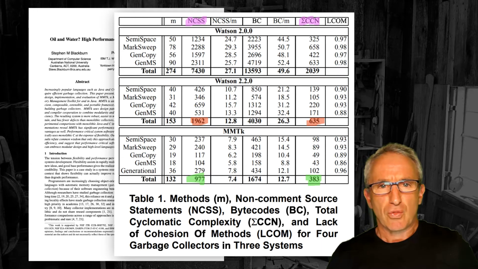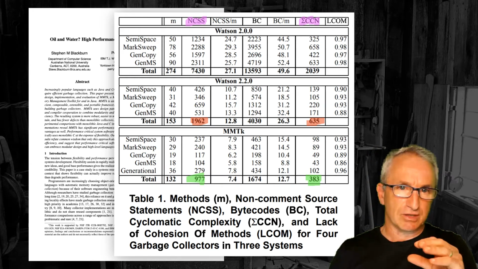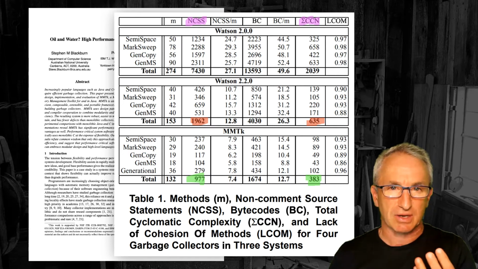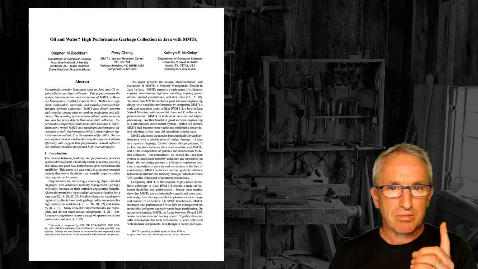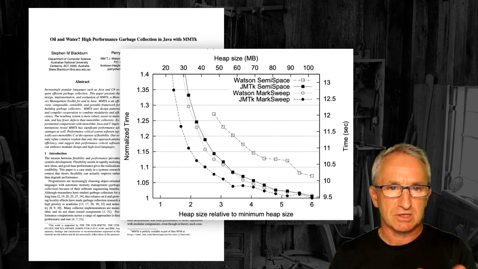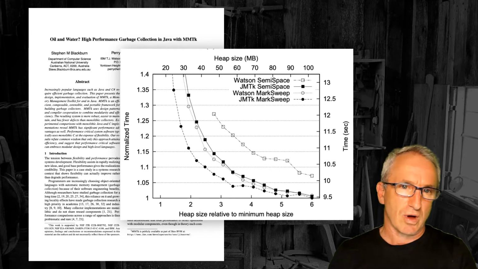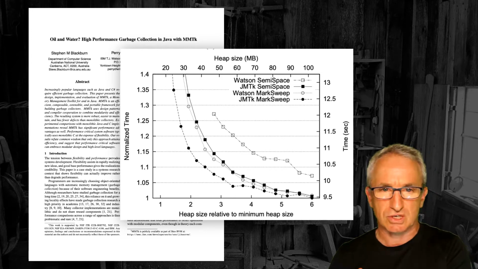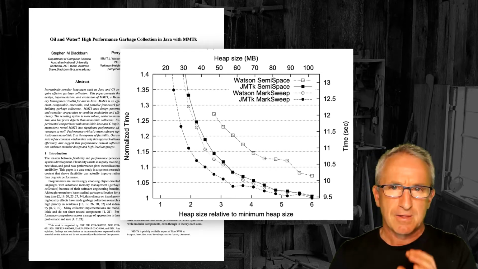So that's one example of what we did. So we're building a system which, according to software engineering metrics, is significantly simpler. But we managed to do this without sacrificing performance. And if you look at this graph here, you'll see on the y-axis, you've got time, and on the x-axis, you've got heap size. So we're adjusting the heap size and measuring the performance. And the dark icons are the new MMTk collectors, and the hollow ones are the Watson ones.